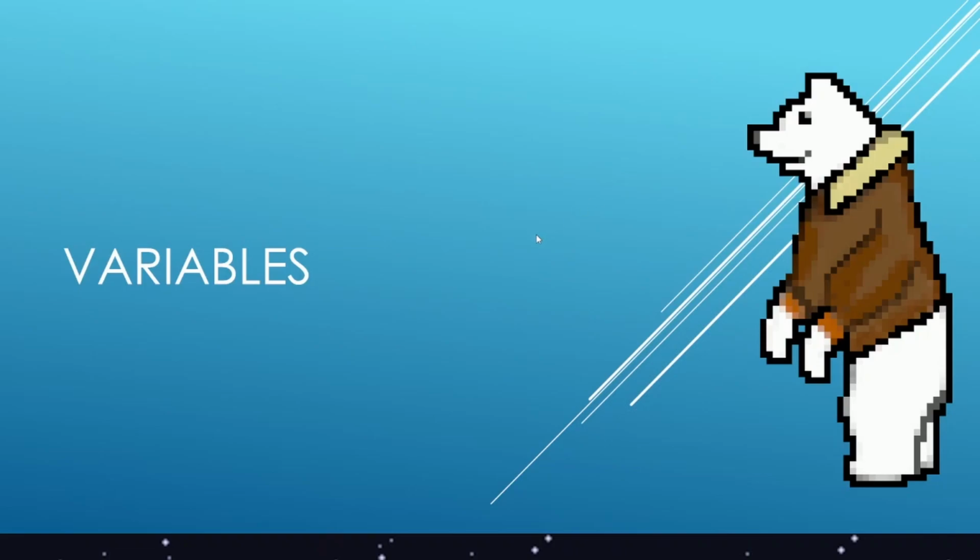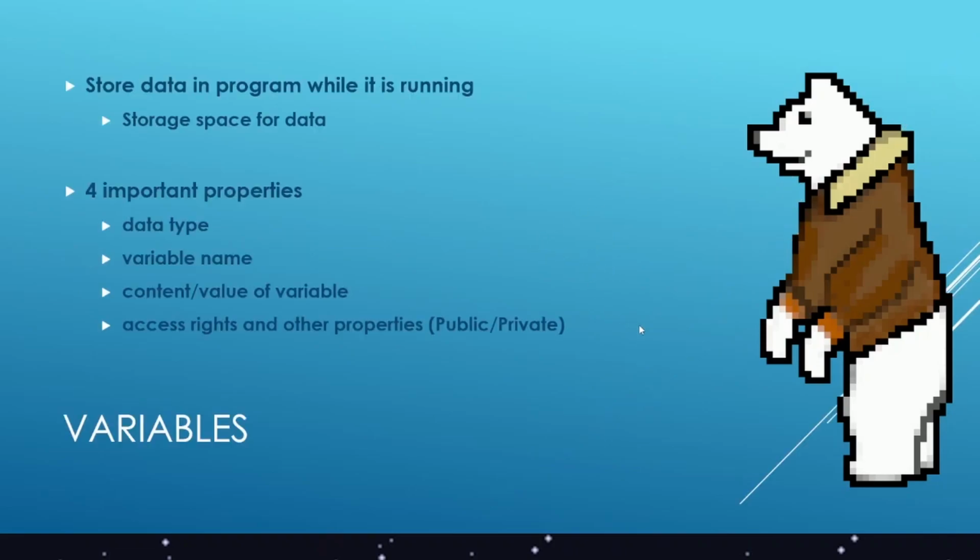This will be a multi-part tutorial because variables are one of the most important parts in programming, because they store data in a program while it is running. Therefore, variables are a form of storage location. Every variable has its own type, its own value, and its own different properties. And they work as a storage space for data.